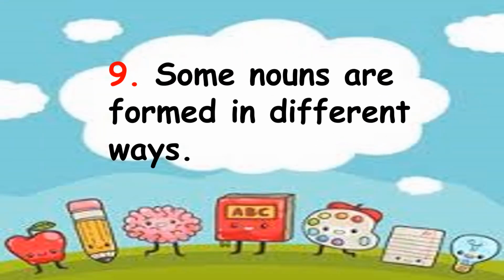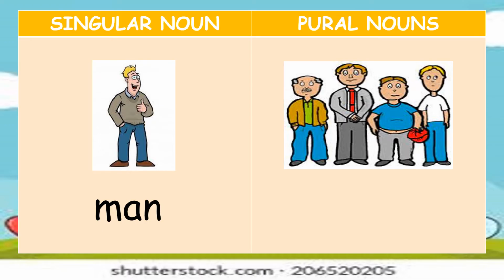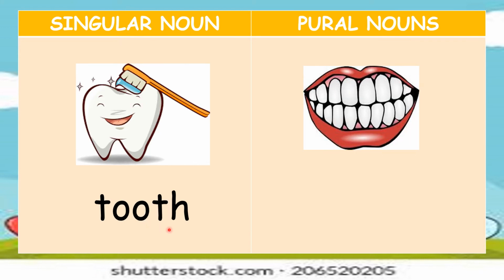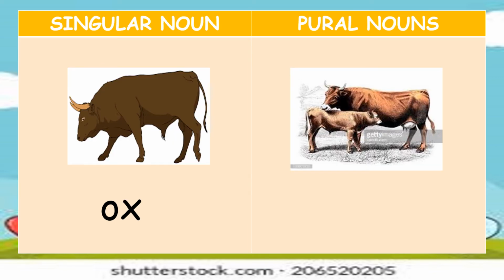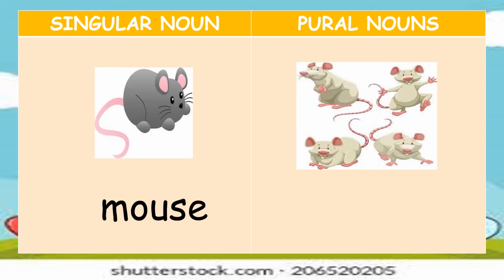And number 9, some nouns are formed in different ways. Like man, singular, men, plural. A tooth, many teeth. So you need to change the inside vowels, the 2 O's change to 2 E's. Goose, geese. So change the inside vowels, the 2 O's change to 2 E's. Ox. The plural is oxen. An ox, 2 oxen. Add EN. Mouse, singular. Mice, plural. A mouse, many mice. It's not mouses.